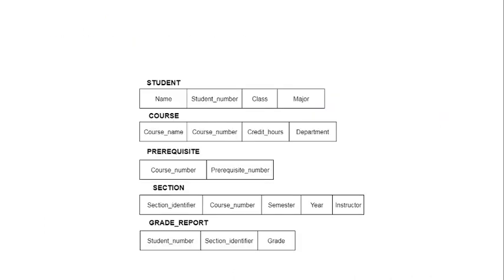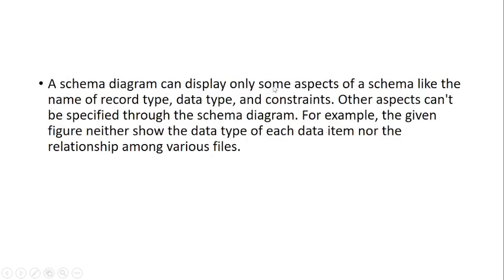For example, you can see here that this one is the schema of a database. Here we can see that there is a name, and the name contains strings, and student number, class, and major. We have only the skeleton. We don't have any other data which is stored in this database. So this is the skeleton structure of the database.